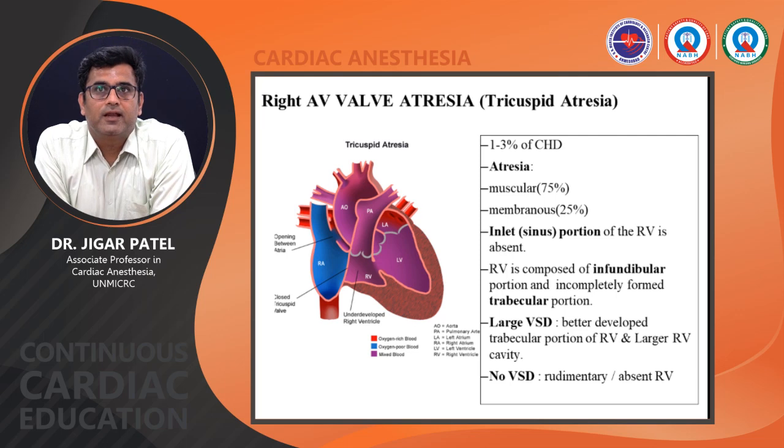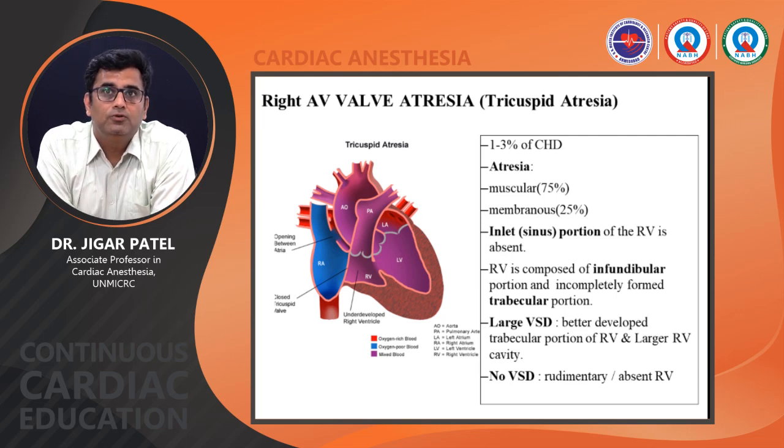The last common type of single ventricle is right AV valve atresia. It is also known as tricuspid atresia. It is present in 1 to 3% of congenital heart disease. Here atresia is of two types. First is the muscular atresia, which is the most common, and the second is the membranous atresia.